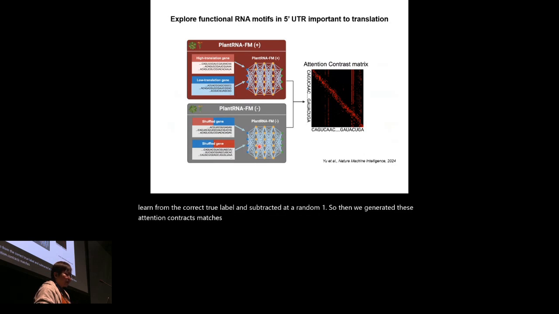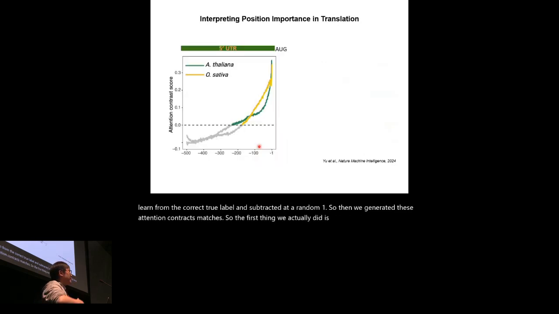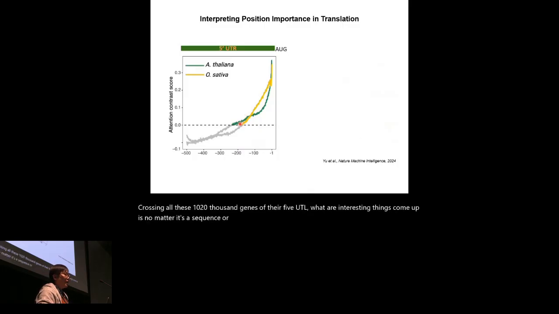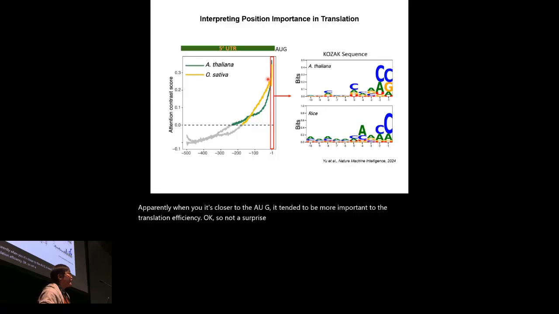The first thing we did is average all the attention matrices across all these 10, 20,000 genes of their 5 UTR. What's interesting is that no matter whether it's a sequence or structure motif, when it's close to the AUG, it tends to be more important to the translation efficiency, okay? Not a surprise, in this area we can find a Kozak sequence. I have to say I was surprised, because during model training I never tell the model there's something called a Kozak sequence. So this is something the model can generate itself.